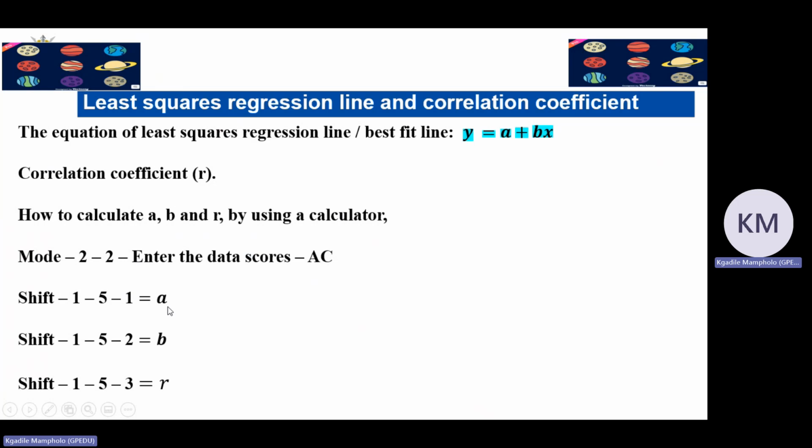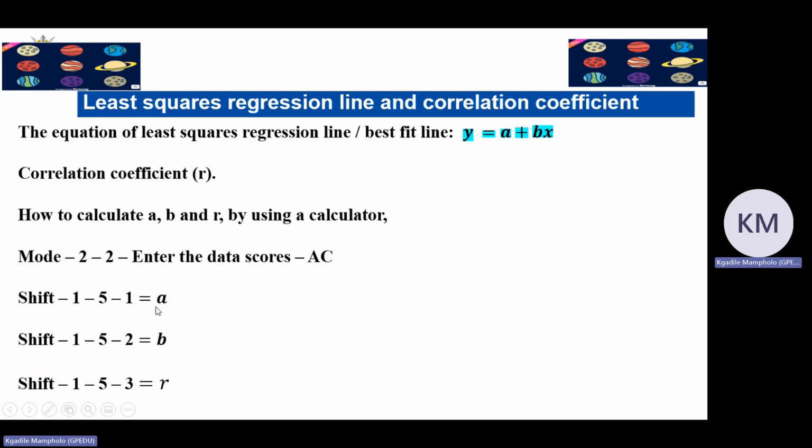The answer you get will be the value of A. Now, since we pressed AC to save, if you want to calculate B, you don't start from the beginning. You press Shift, 1, 5, 2, then you get B. When you find R, you also don't start from the beginning. You press Shift, 1, 5, 3, then you get R.